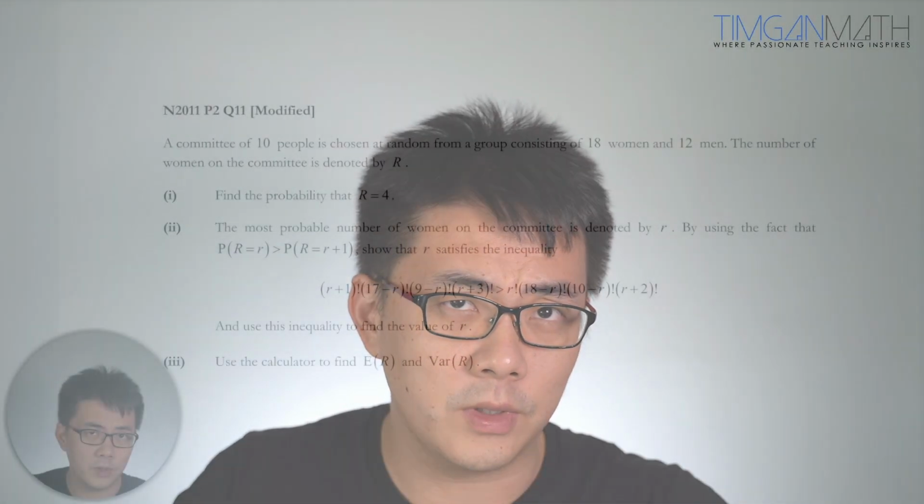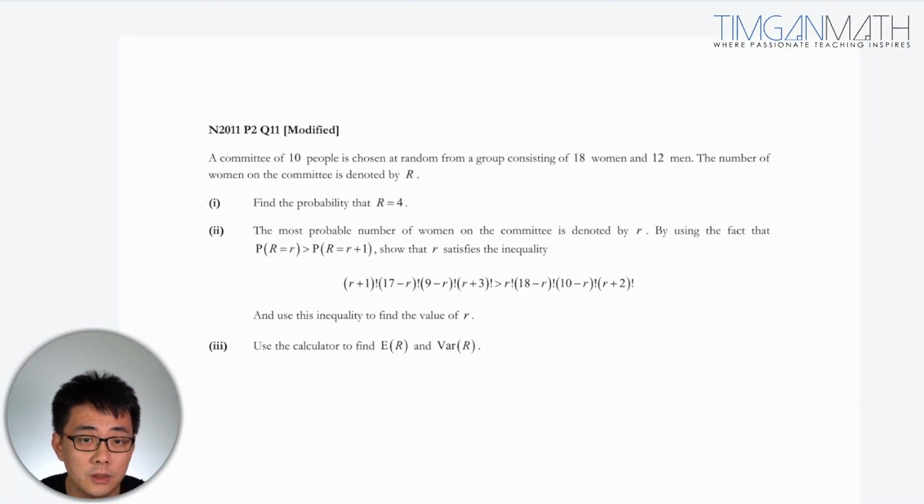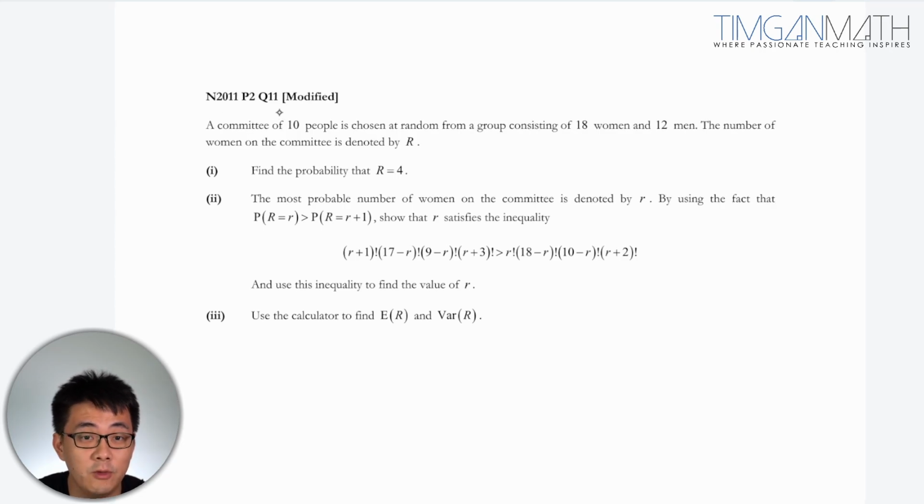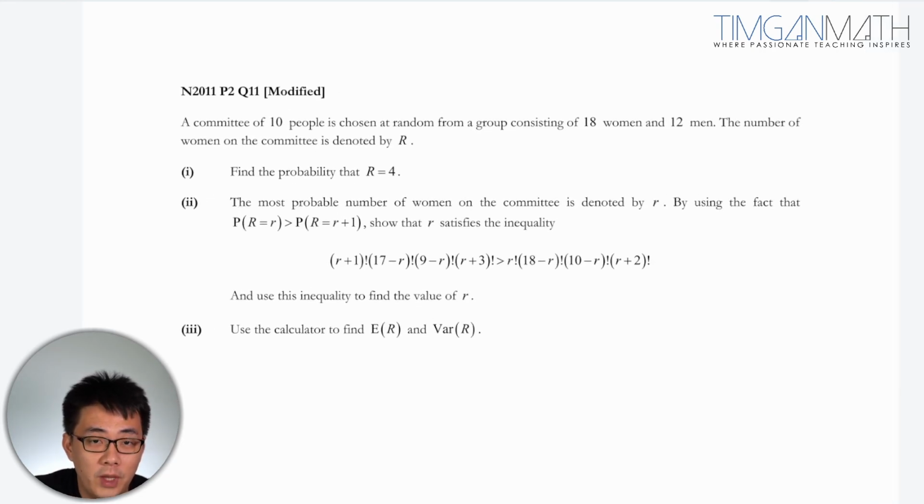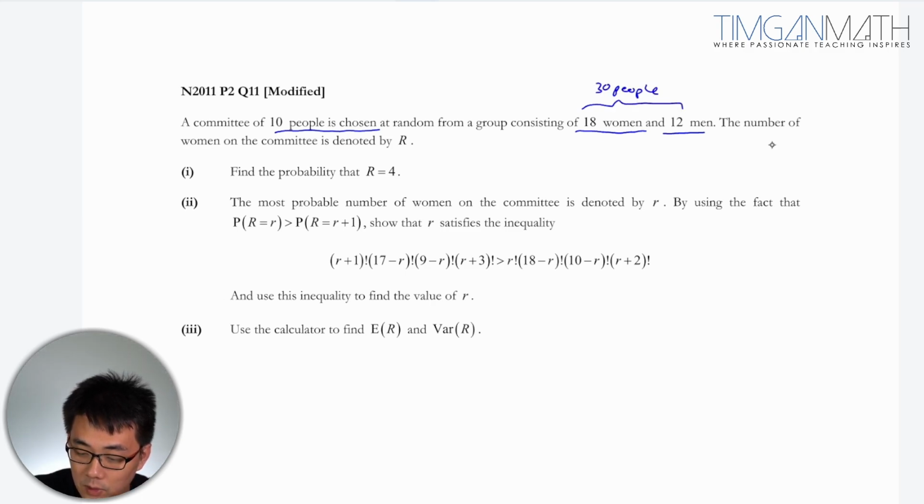Alright, so let's look at this question here, which is on discrete random variables, taken from the year 2011, paper 2, question 11. This is a modified question. A committee of 10 people is to be chosen at random from a group of 18 women and 12 men. So this would be 30 people. Let the number of women on the committee be denoted by R.